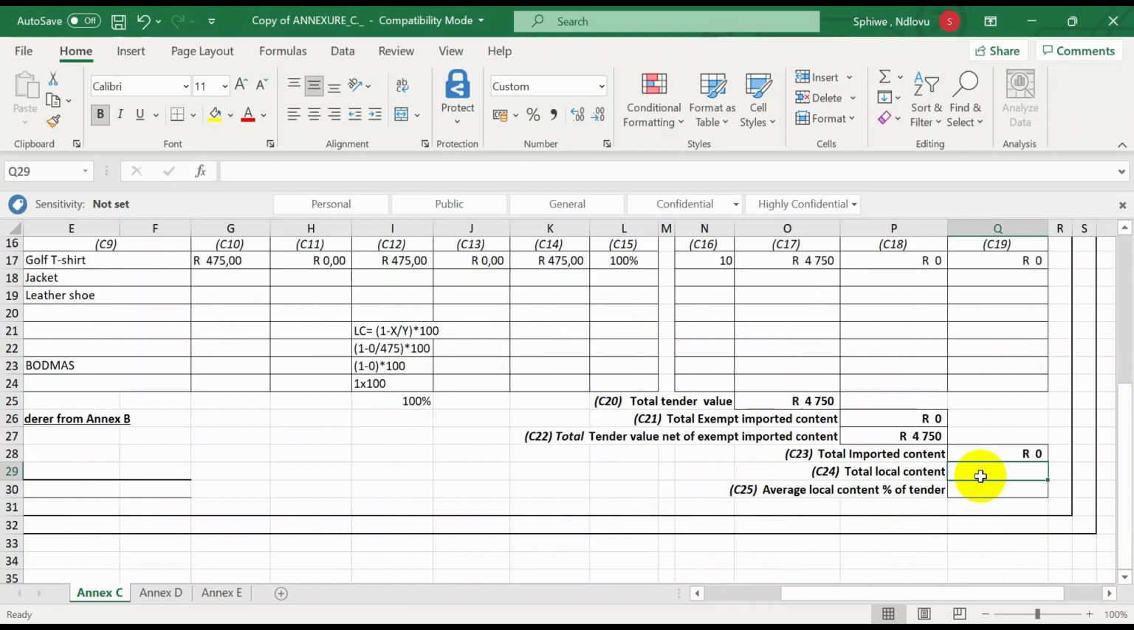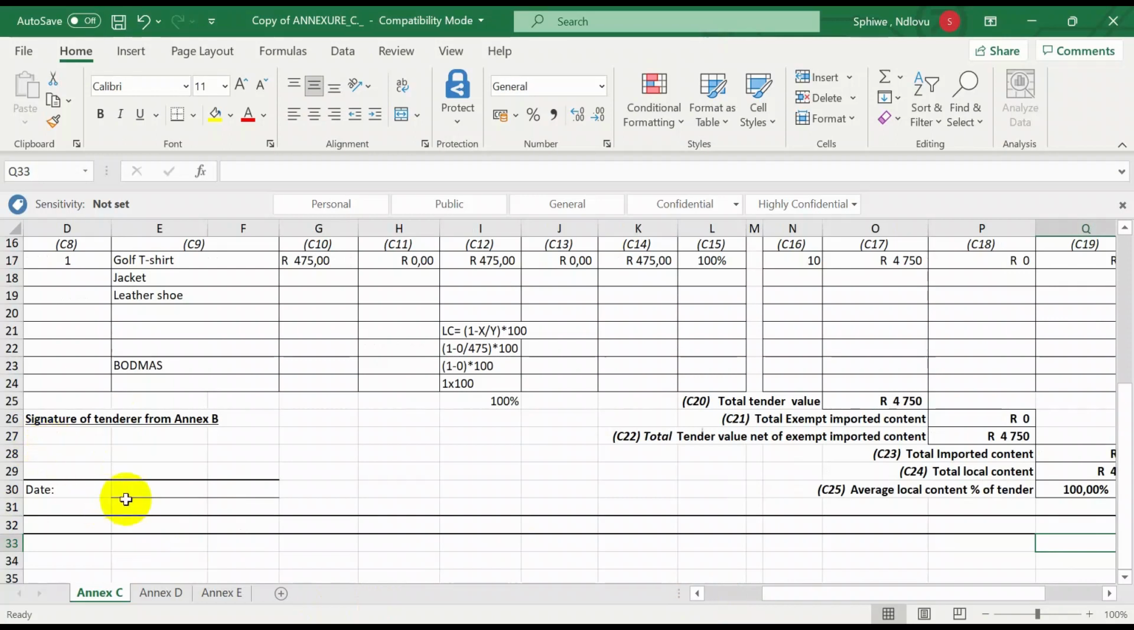And then what is the total local content? In this case, C24 is the same as what we had on E23, which was 475. Remember, we had 475 on that local content. And then what is the average tender percentage? It's 100%. That is our average. And then you sign, and then you date it. And then you submit this document. This is the document that you will submit together with your tendering documents, unless the procuring entity requested that all the annexures must be submitted with the tendering documents. Then you have to submit D and E as well, but otherwise you submit Annexure C.